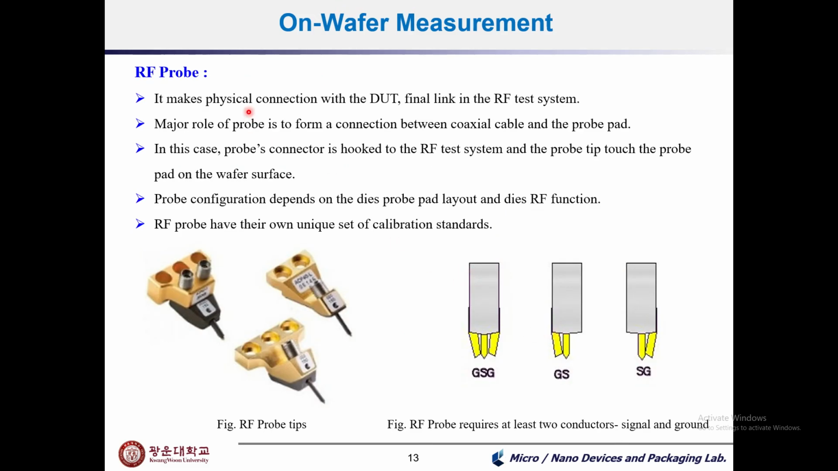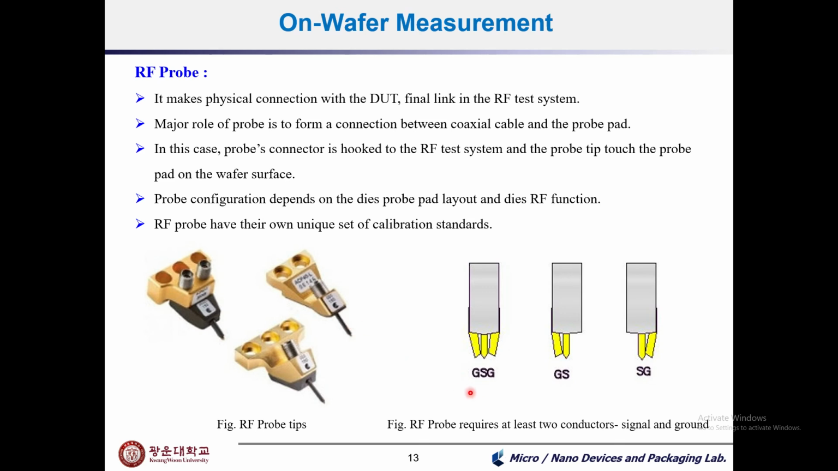So the RF probe is one major component of the on-wafer measurement system, which makes the physical connection with the DUT. The RF probe is the only and final link in the RF test system which directly connects with the device under test, and its major role is to form the connection between the coaxial cable and the probe pad. In this case, the probe's connector is hooked to the RF test system, and the probe tip touches the probe pad on the wafer surface.